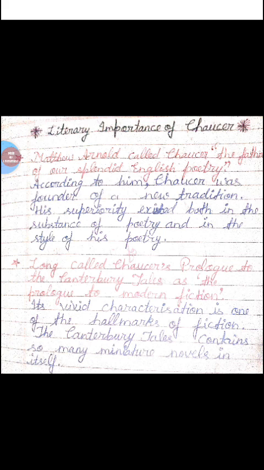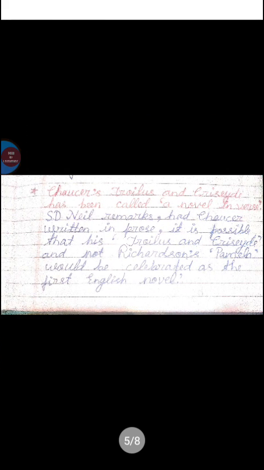The Canterbury Tales contains so many miniature novels in itself. Chaucer's Troilus and Cressida has been called a novel in verse. H.D. Neil remarks, had Chaucer written in prose, it is possible that his Troilus and Cressida, and not Richardson's Pamela, would be celebrated as the first English novel.